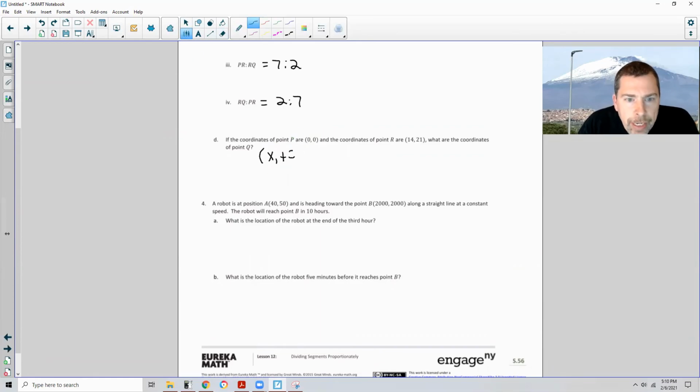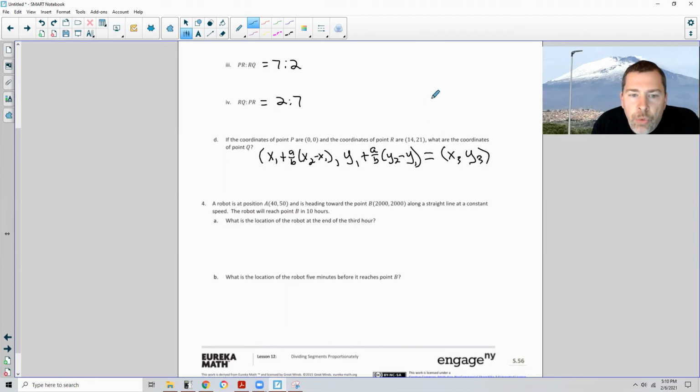So some ratio AB, x sub 2 minus x sub 1, comma, y sub 1 plus some ratio of something to something of y sub 2 minus y sub 1, where y sub 2 is the right end, y sub 1 is the left end. That is going to equal a point x comma y that is somewhere in between, and let's call that x sub 3, y sub 3, just for setting this equation up.